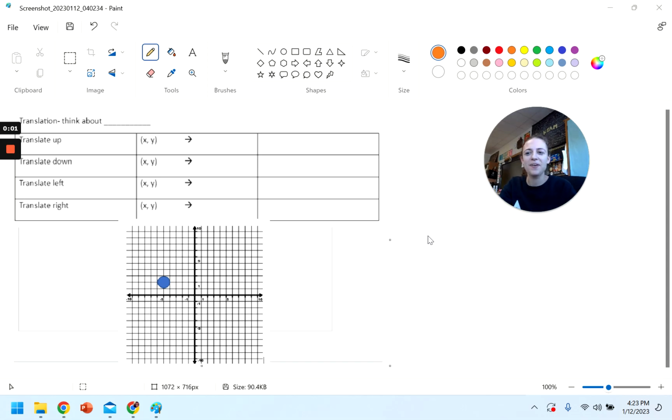Hey everybody, today we are going to be reviewing translations. Translations is when you move a shape up, down, left, right, and those are the only four directions that you can possibly move it to. So let's go ahead and take a look on how we do that and what it would look like.